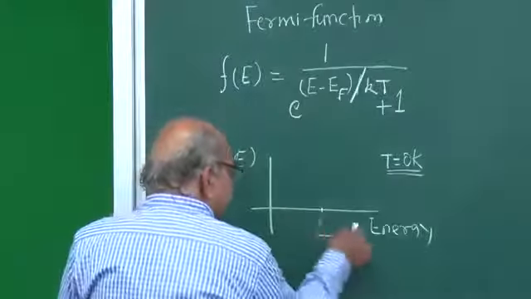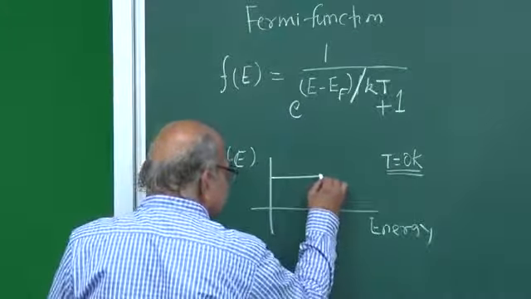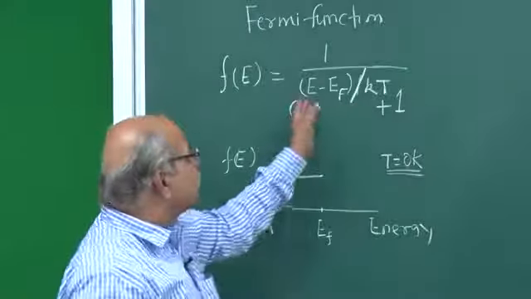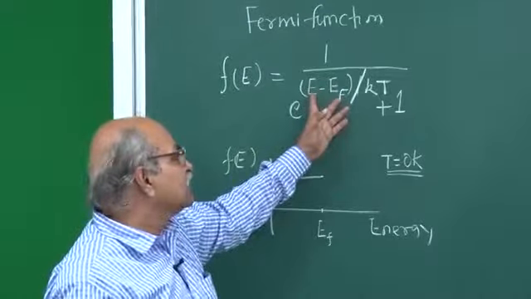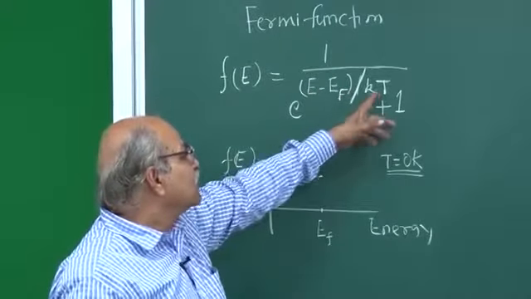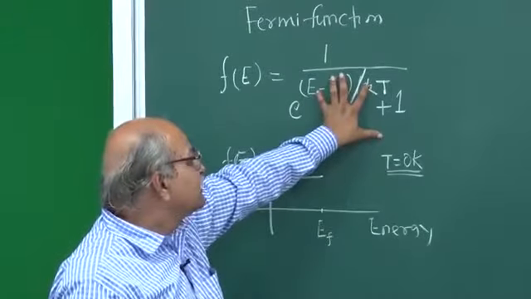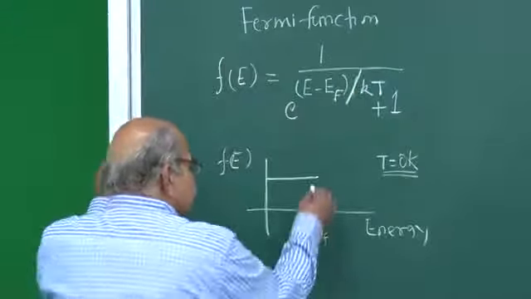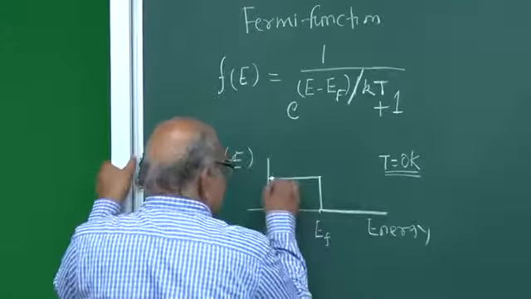So for all energies less than EF, this is 1, and for all energies greater than EF, this quantity is positive, and with T going to 0, this becomes e to the power plus infinity. So this whole thing goes to infinity, and the function goes to 0. So this is a step function.